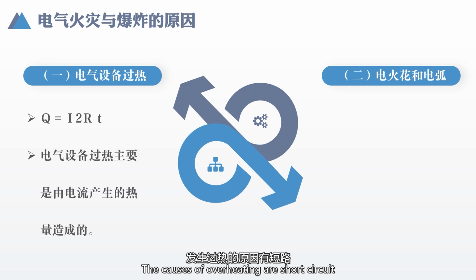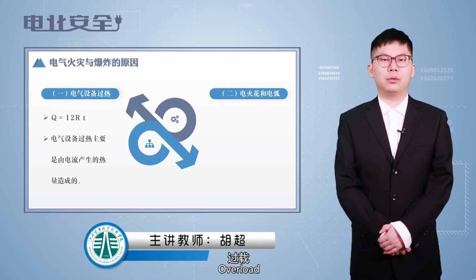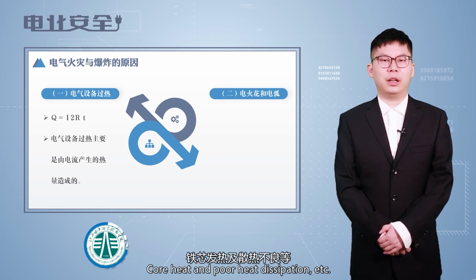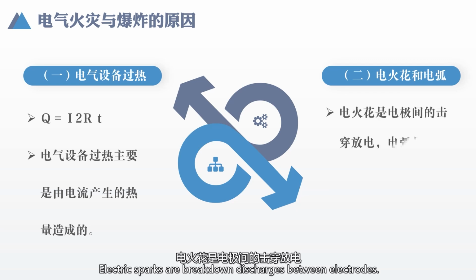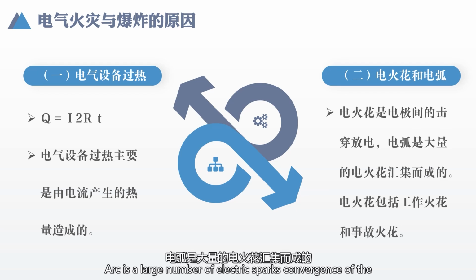Electrical equipment overheating is mainly caused by the heat generated by the current. The causes of overheating are short circuit, overload, poor contact, core heat, and poor heat dissipation, etc. Electric sparks are breakdown discharges between electrodes. Arc is a large number of electric sparks. Electrical sparks include work sparks and accident sparks.